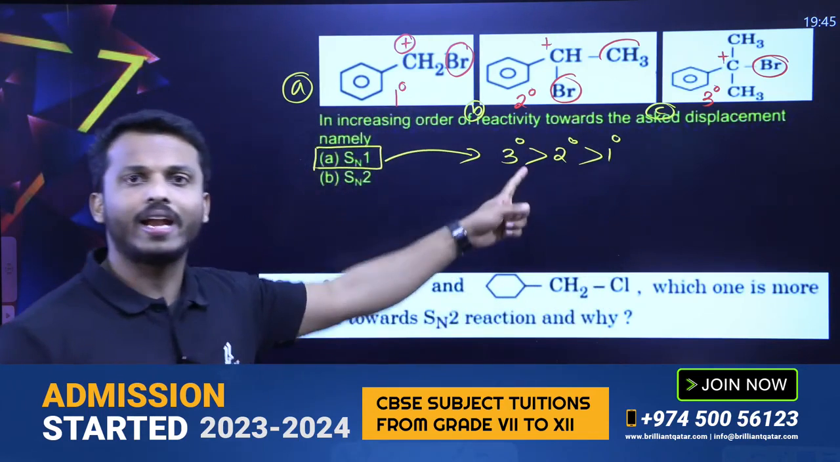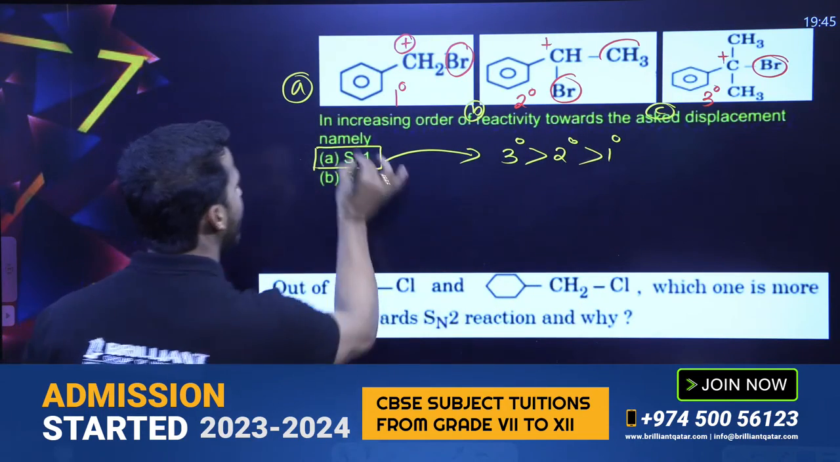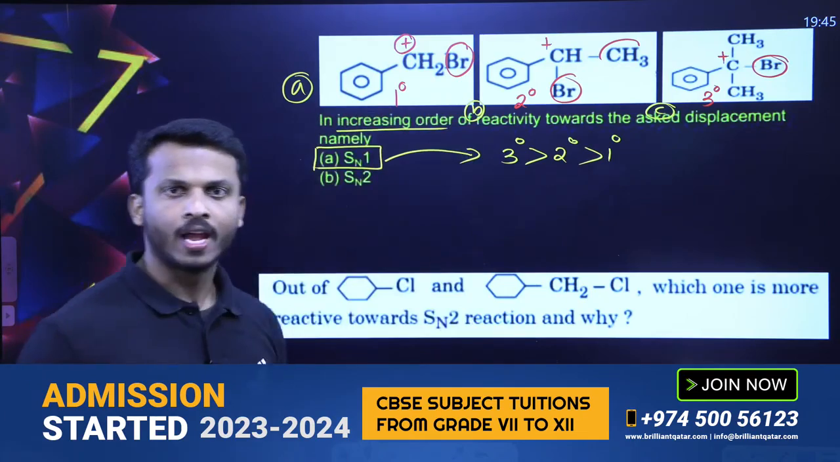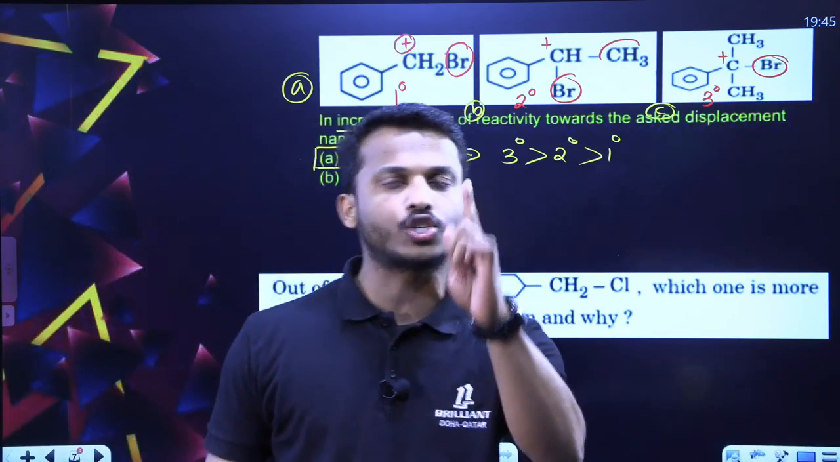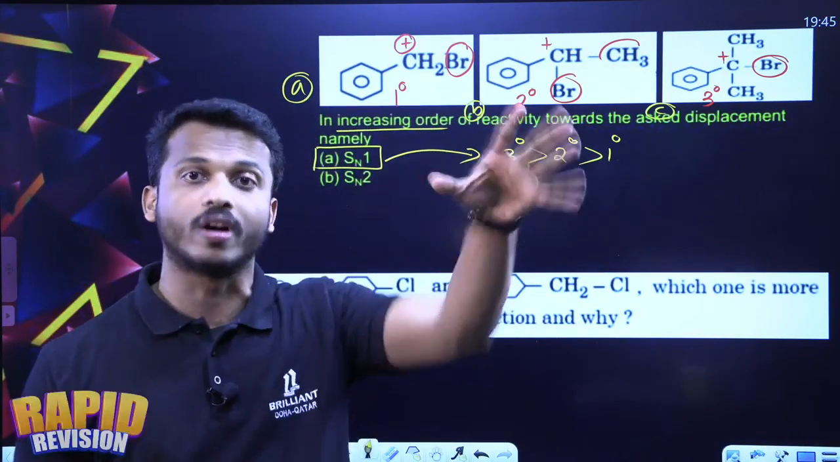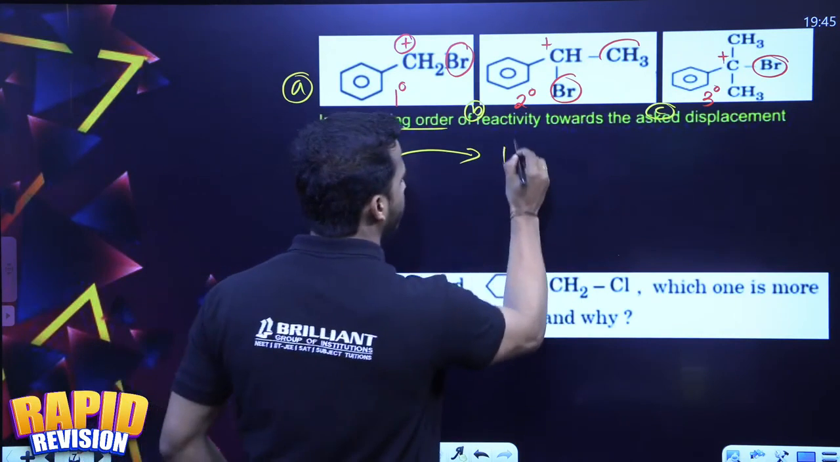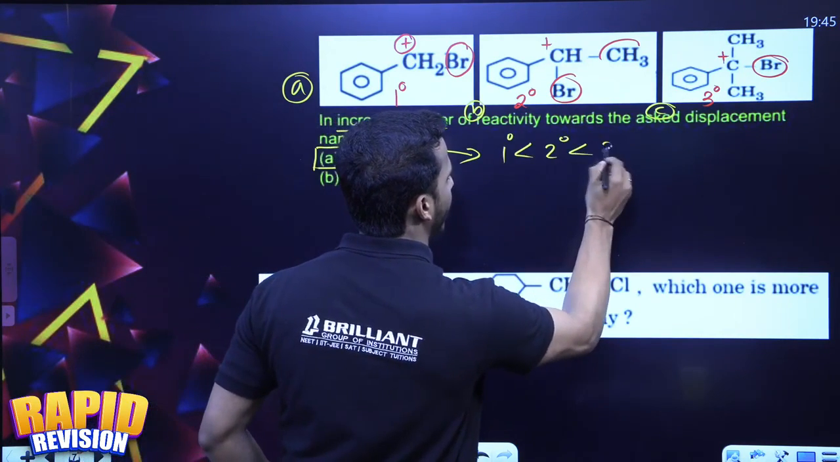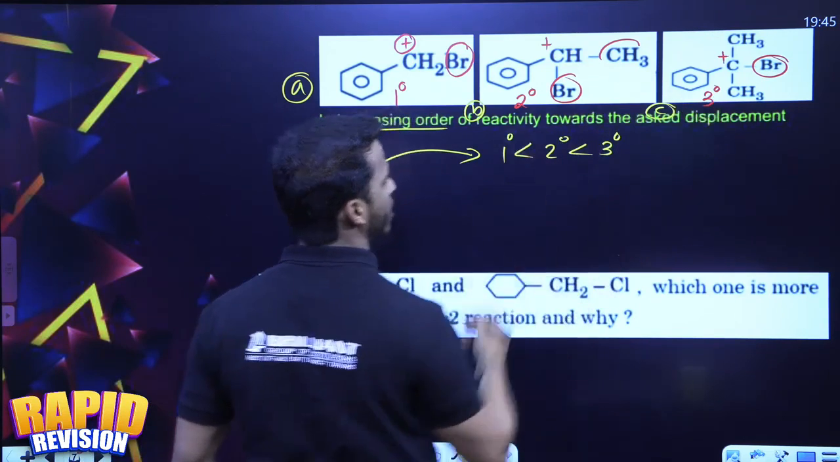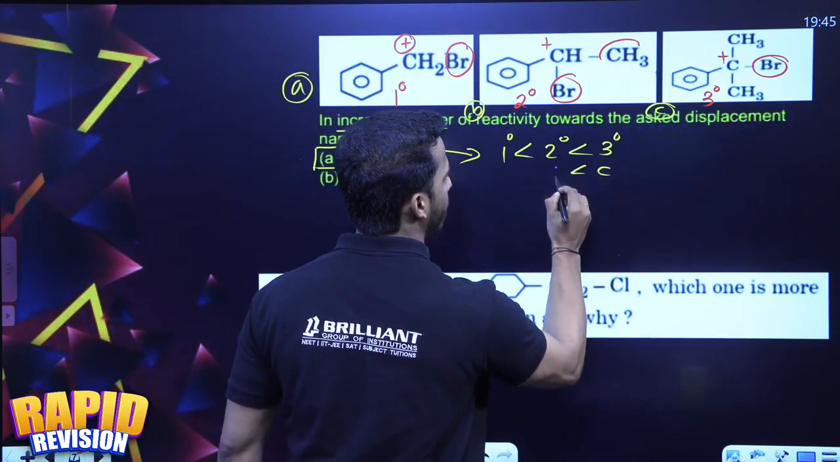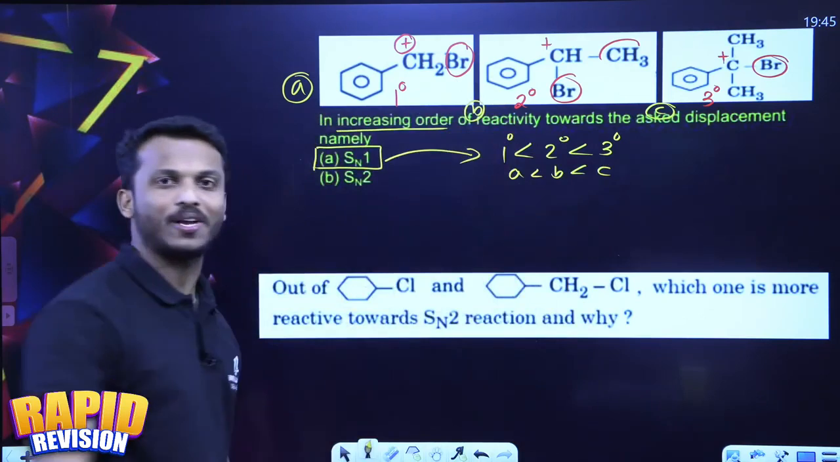And one more thing, it is wrong now actually. Why? Because they're asking increasing order. If they ask increasing order, it should be from lesser to greater. So which way you have to write, dear all? It should be this order, right? Where the tertiary is more stable. So we can say C, B, A. This is the reactivity order of what?